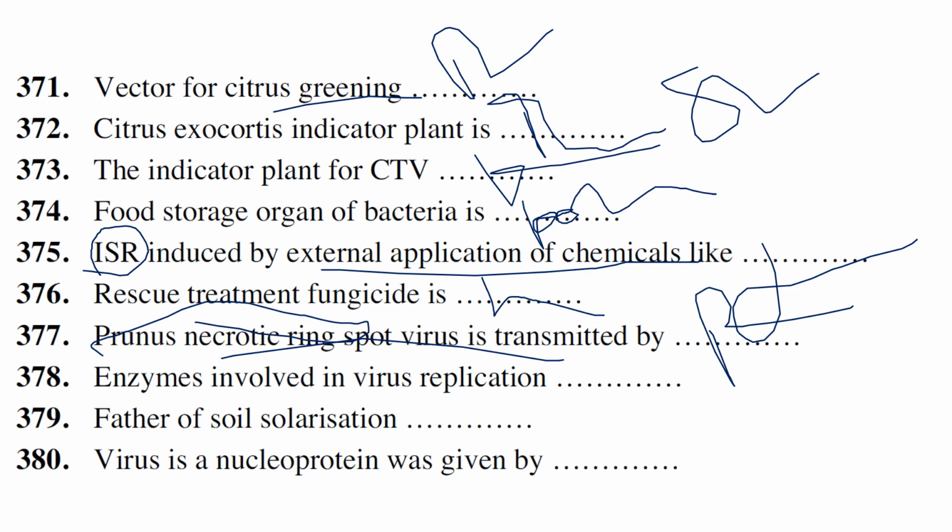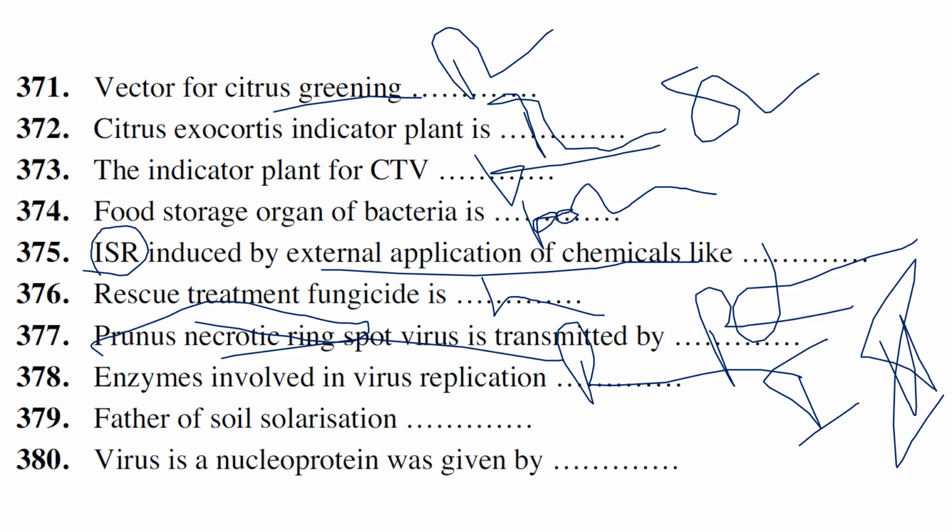Okay, enzymes involved in viral replication. Generally for virus replication, RNA polymerase 1 is required. For viroid replication, RNA polymerase 2 is required. Since they asked about virus replication, for virus RNA polymerase 1, if it is a viroid, RNA polymerase 2.